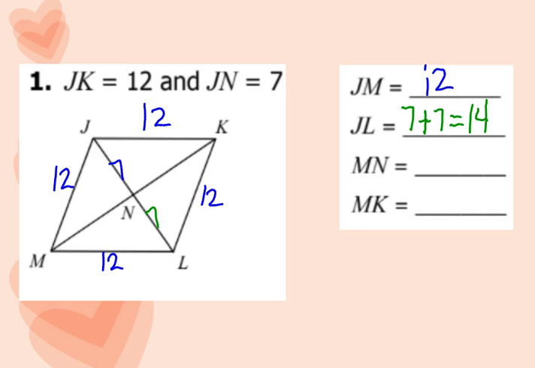MN, anyone? Do I know my diagonals are equal? No, because that's a rectangle. So we have to do what theorem? Pythagorean, because it's a right triangle. It's not so bad. 49. Wait, why isn't it 7? Because we don't know our diagonals are equal in a rhombus, they just bisect each other.